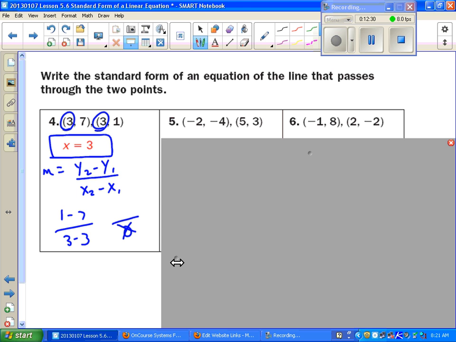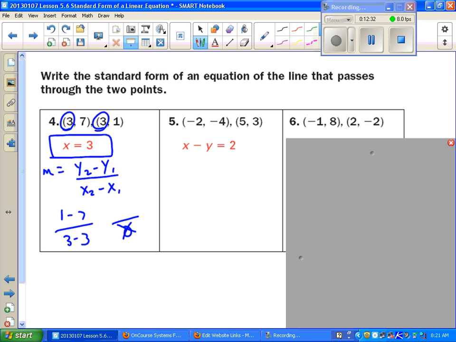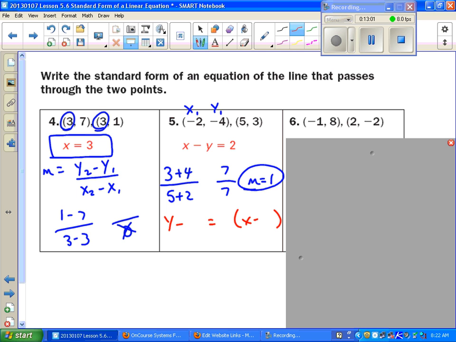X value is 3. Find your slope for your second one. Finding your slope would be 3 minus a -4, or 3 plus 4, over 5 minus a -2, or 5 plus 2. So 3 plus 4 is 7. 5 plus 2 is 7. So your slope value is 1. So if we write it in point slope form, we'll use this as x sub 1 and y sub 1. And we'll use our m value we just found as 1. So y minus, and then skip yourself a space, x minus, and skip yourself a space. Plug in your values. M's value is 1.